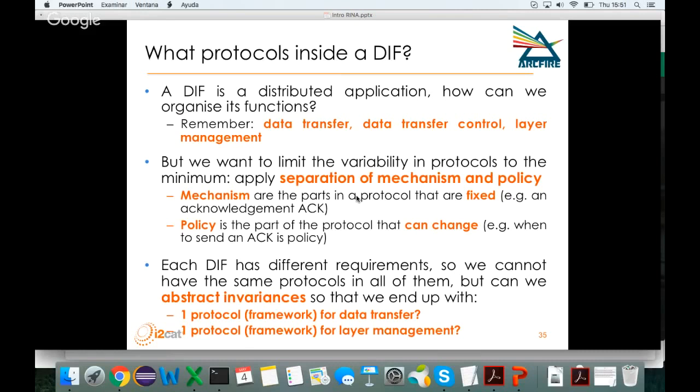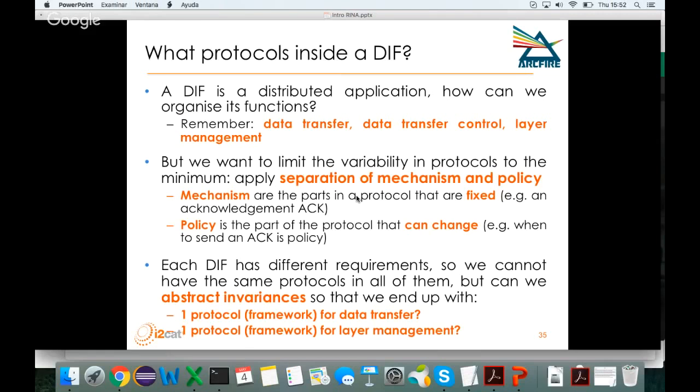And what we do is take the protocols and see what mechanisms they have. So mechanisms are the parts of the protocol that are fixed. For example, an acknowledgement is a mechanism. And the policy is the part of the protocol that can change. When to send an acknowledgement is policy. If I take this mechanism and I configure it differently, I can have acknowledgements like in TCP, like send them after every packet, or send them after a timeout, or like in UDP, never send acknowledgements because this is unreliable, or combinations thereof.